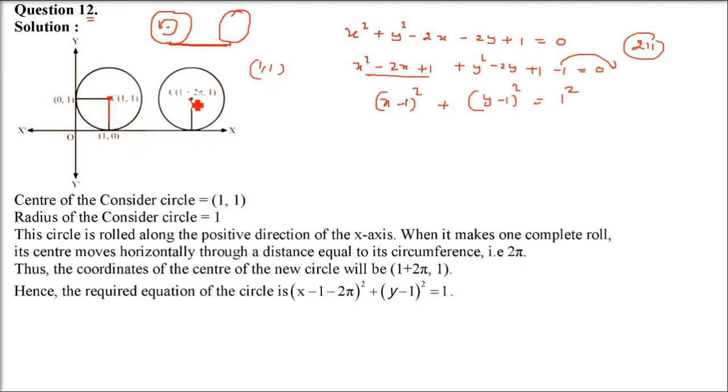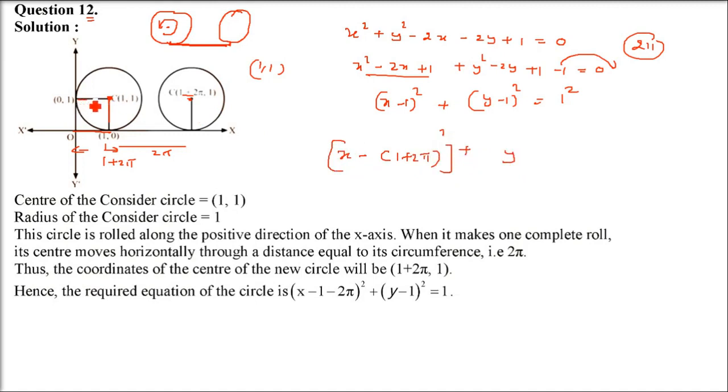So y will not change. Y coordinate of the center is not going to change, but the x is going to change. So from here to here it was 1, and now we have added 2 pi. So 1 plus 2 pi is now the new x position. So the center is now changed. X has changed to 1 plus 2 pi, and the k will remain same as 1.